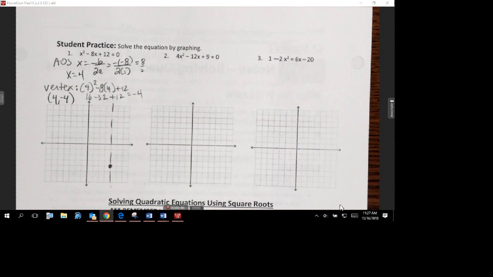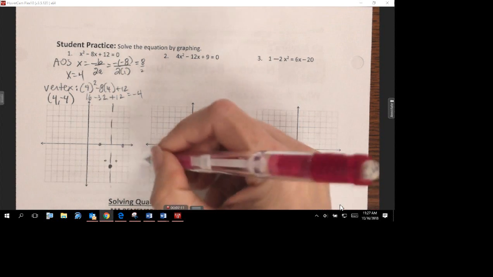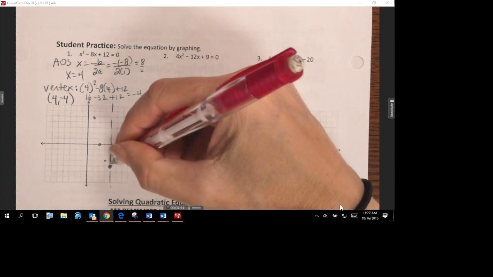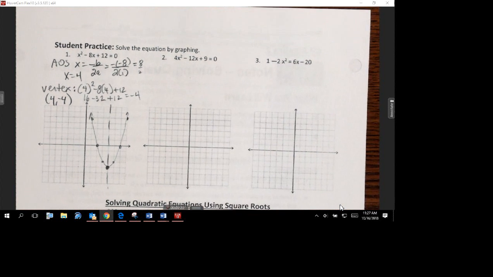What else could I get? Is there a stretch or a shrink? No stretch or shrink, so what do I know about the rest of the points? Yeah, over 1 up 1, over 2 up 4, over 3 up 9. What am I trying to find on this graph if I'm solving by graphing? What am I trying to find if I'm solving by graphing?